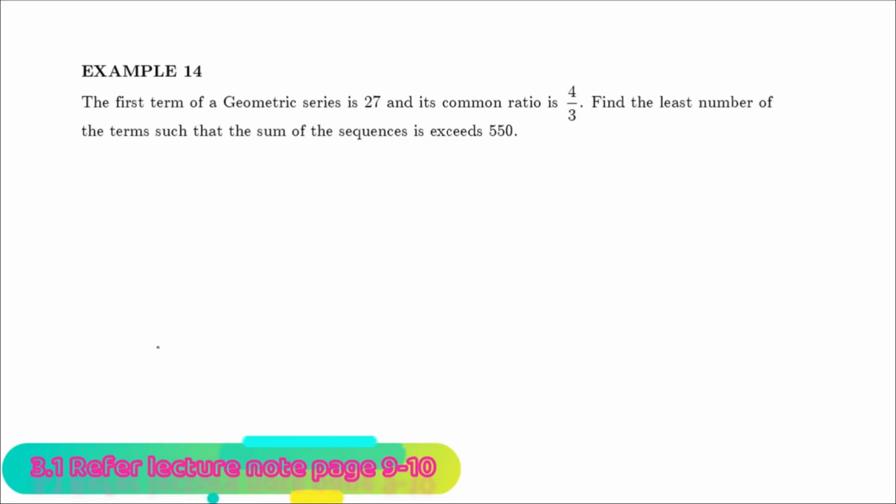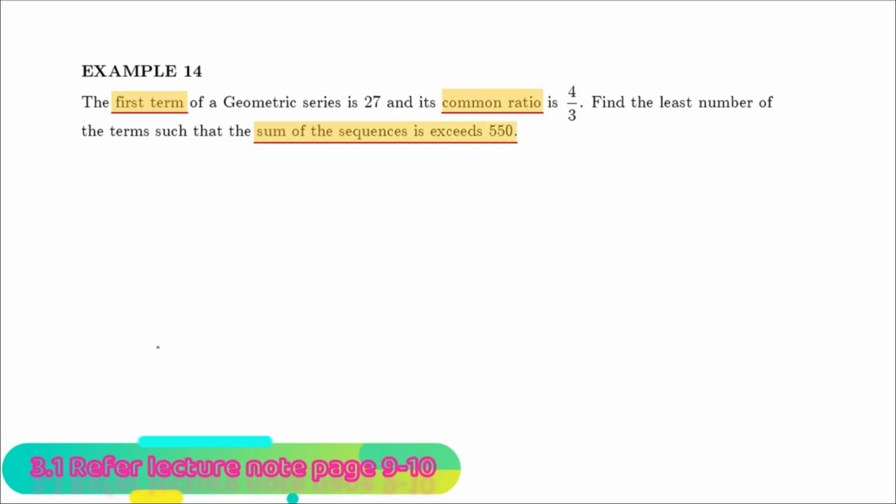Hi, we now look at example 14. The first term of a GS is 27 and its common ratio is 4 over 3. We have to find the least number of terms such that the sum of the sequence, which is Sn, exceeds 550. So now we can see that there is no sequence given, but we do have our A and R. And we have to find n such that Sn exceeds 550, or Sn greater than 550.